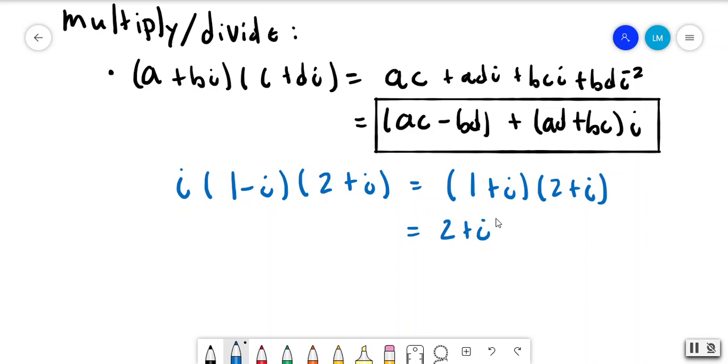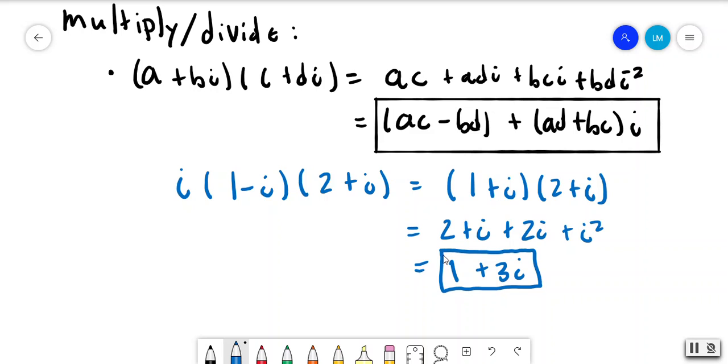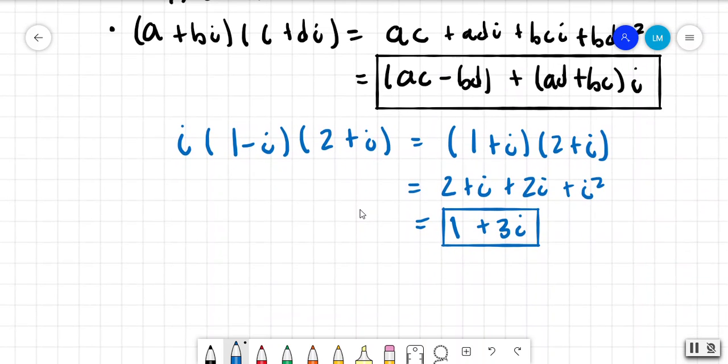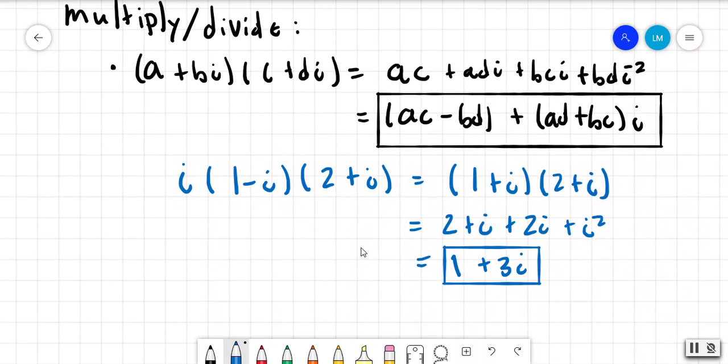So like 2 plus i, because 1 times (2 plus i). Then you have plus 2i, and then you have plus i squared. But basically, this gives you 1 plus 3i. So essentially, you have that. You don't technically need to use the formula, but I suppose it might help if you use the formula.